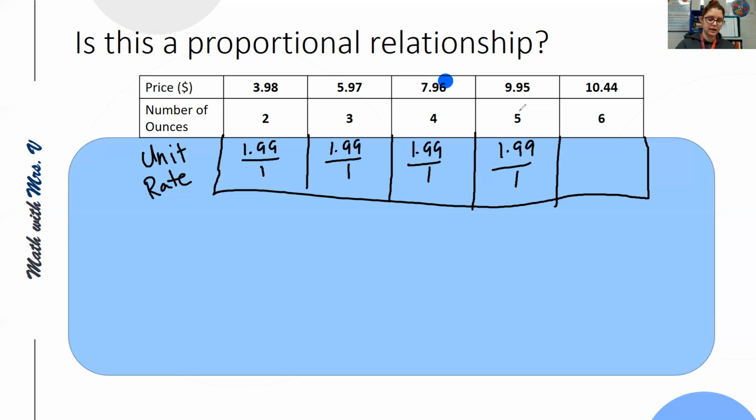And 6, we actually find out, gives us something different. It doesn't give us 199 per 1. It gives us 174 per 1. Excuse the bell. And so we can see this is not proportional, or non-proportional. Let's look at one more example.